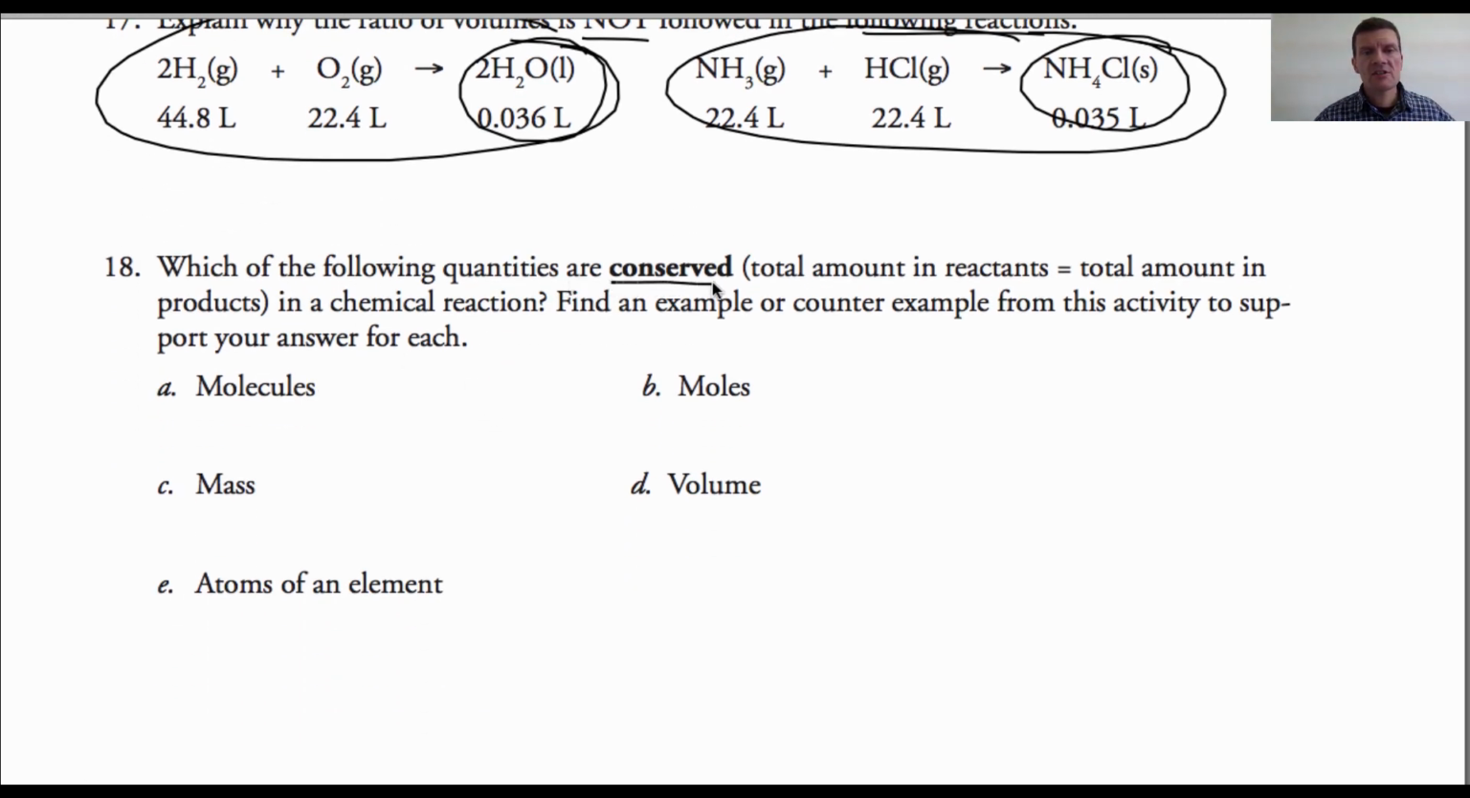Which of the following quantities are conserved? Meaning, before and after the reaction, you have the same amount. In the chemical reaction, find an example or counterexample from this activity to support your answer. Molecules, yes, they have to be conserved. You have to have the same number of particles before and after, and therefore moles as well. Yes, you'd have to have the same number of moles before and after, because moles is just a measurement of number of particles. Mass, since you have the same number of particles before and after, they don't lose or gain mass, so you have conservation of mass. Yes, that is conserved.